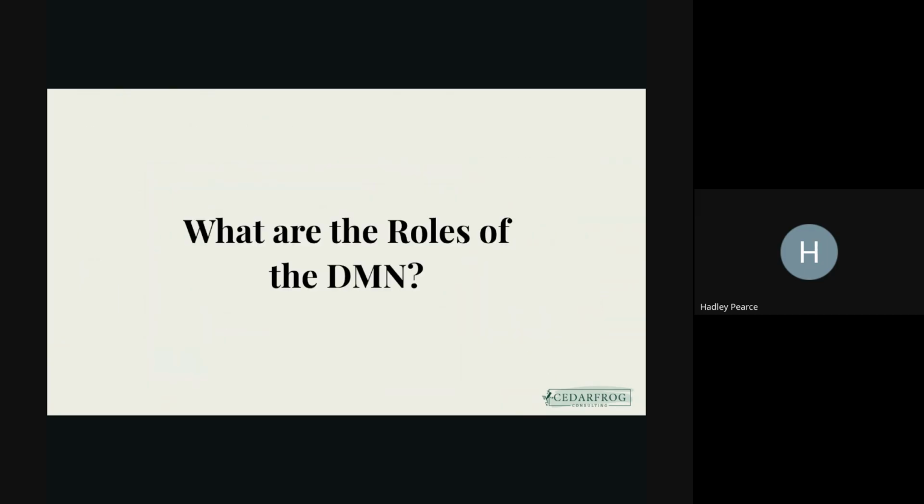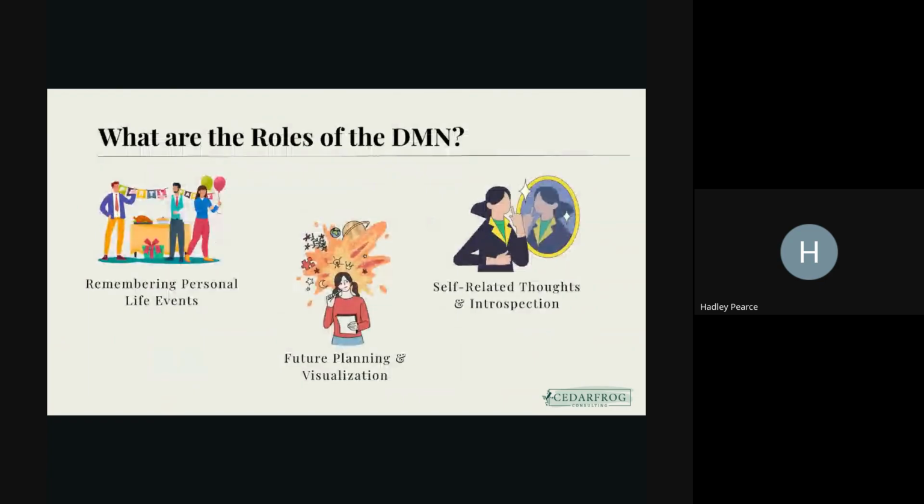So what are the roles of the default mode network? There are five primary cognitive functions that are linked to the default mode network. Remembering a personal life event, so assessing personal memories and experiences, reconstructing past events with an emotional context. It's important for building identity and self-continuity, so who we are in ourselves and who we believe ourselves to be.